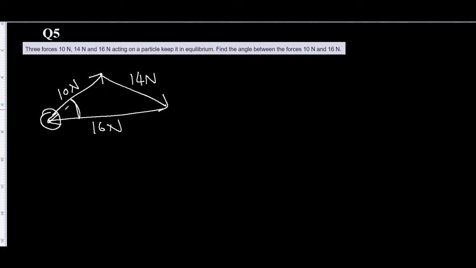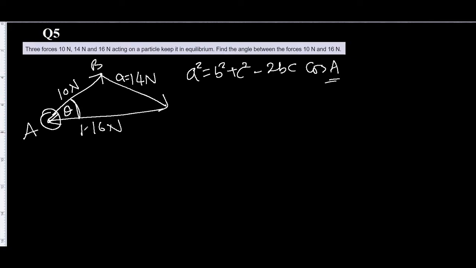First, let's find this angle. Let's call this angle theta, and we can use the cosine rule. We know the cosine rule is a square equal to b square plus c square minus 2bc cosine A. So this is the angle we have to find. Let's name this as small a. Let's call 16 newton small b, and let's call the 10 newton small c, and we'll use the cosine rule now. So let's substitute the values.